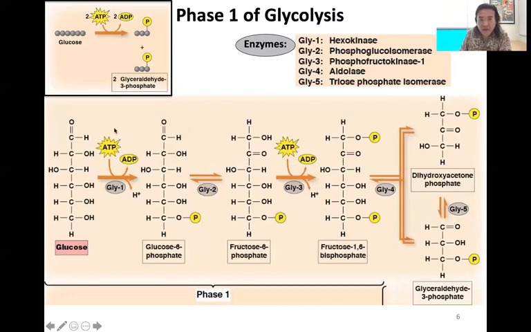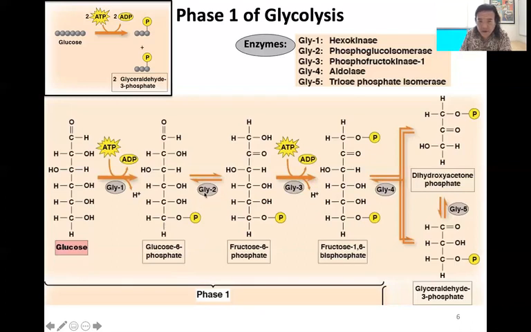So first off, you need to spend a molecule of ATP, right, in order to start to get a phosphate group on there. Right, so you go from glucose to glucose 6-phosphate. All right, so that's not very tricky because it's glucose, but with a phosphate group stuck on the 6th position.